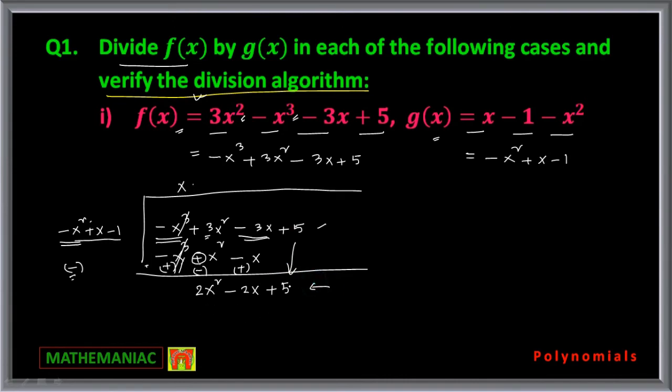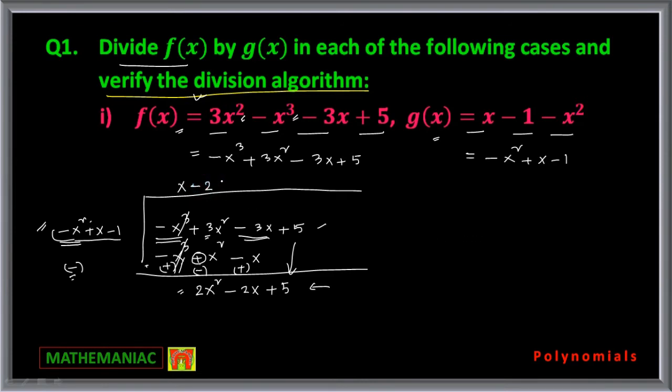Now, do you think that your division will proceed further? Yes, very definitely, because degree of the dividend is 2, degree of the divisor is 2, and here also degree of the dividend is again 2. So we can carry on the division further. So now can you tell me what I should multiply with this minus x square in order to obtain 2x square? Yes, exactly, it is minus of 2.